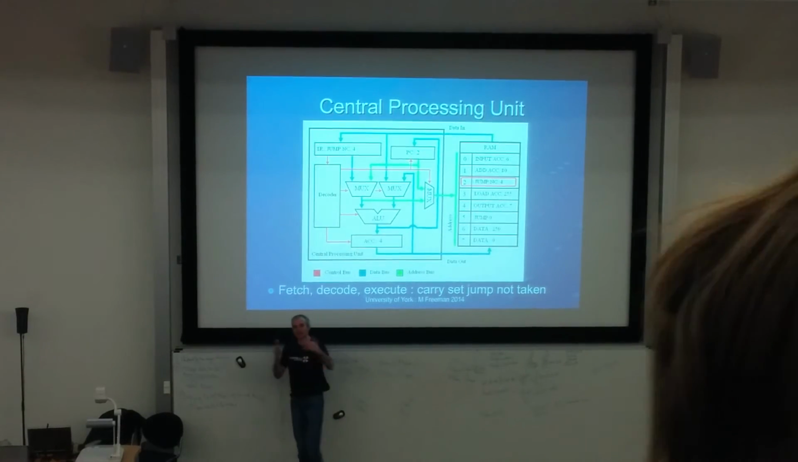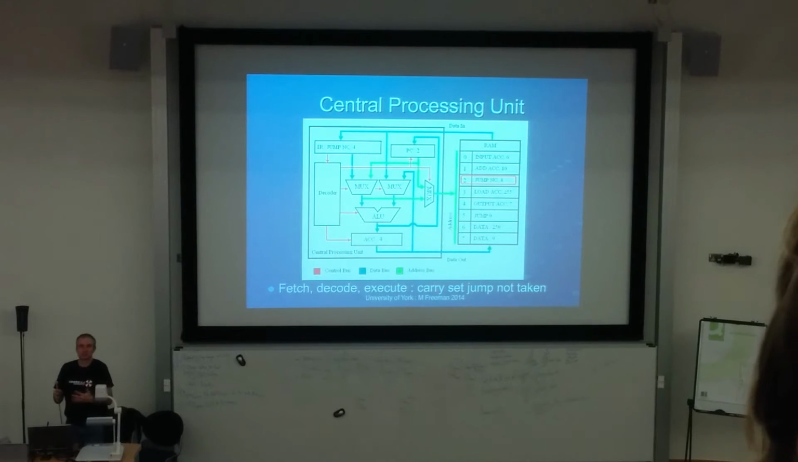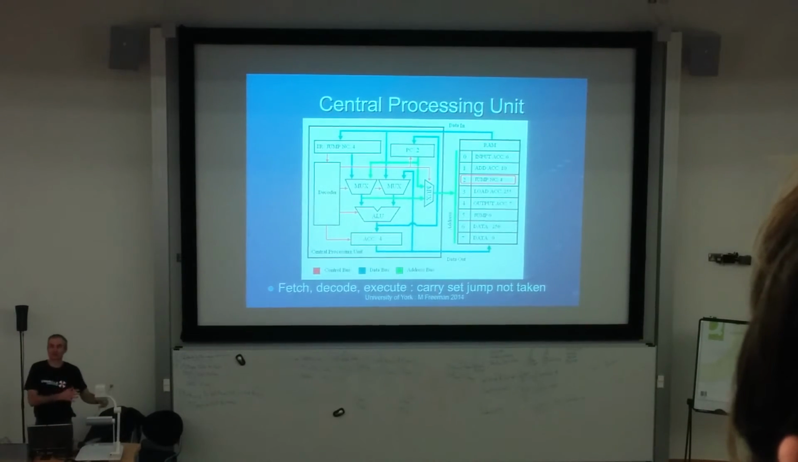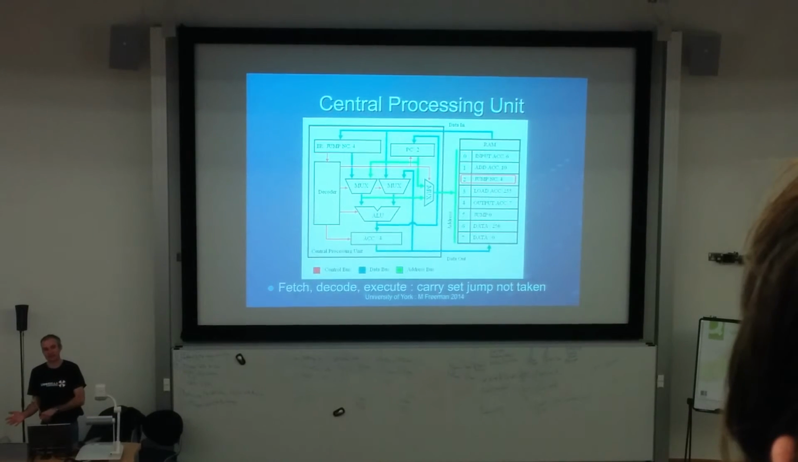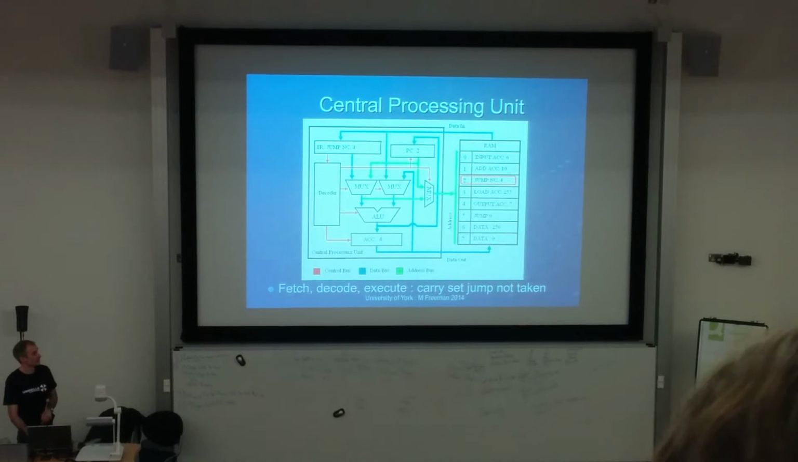Because if the carry is set, then we'll do something. Jump if carry is not set, so it won't jump. So this instruction is effectively skipped over, because the condition is not true. There was a carry generated, and this instruction is looking for the condition where it was not generated.